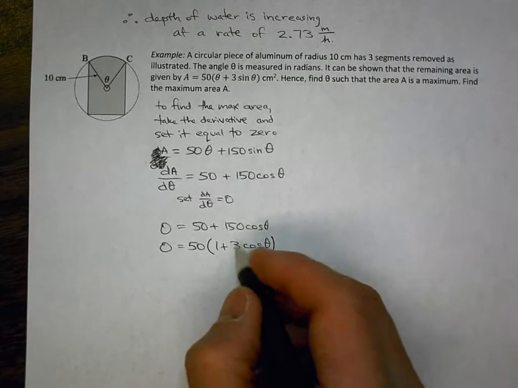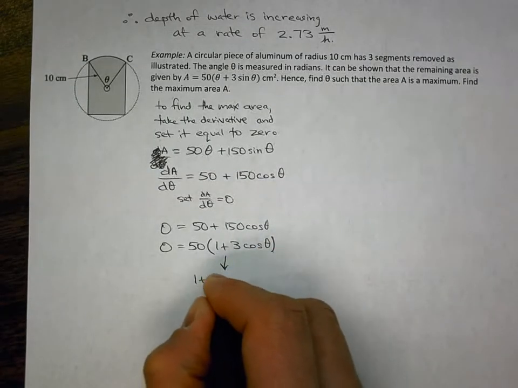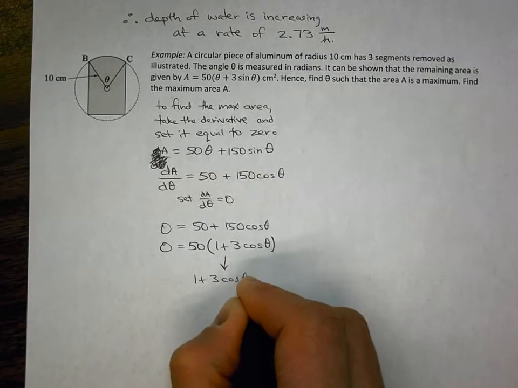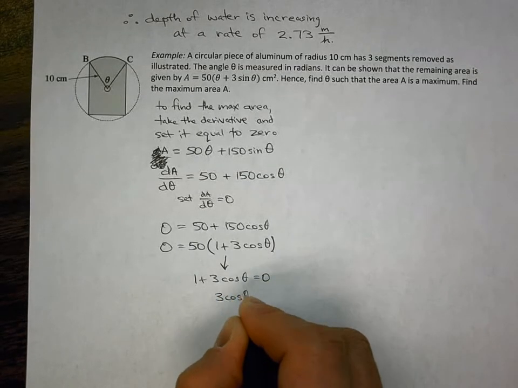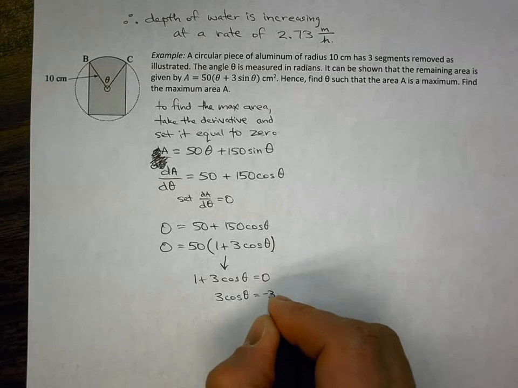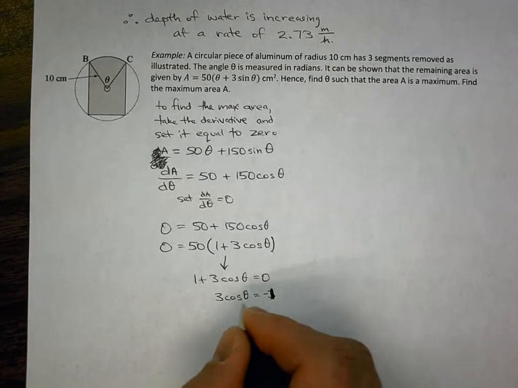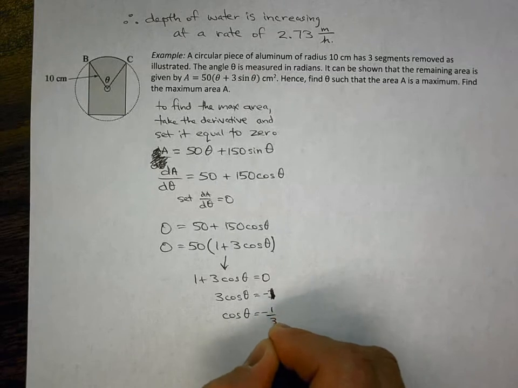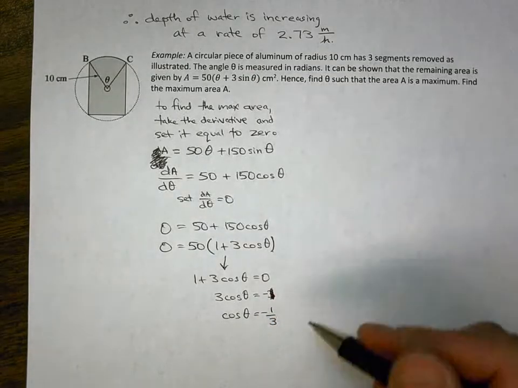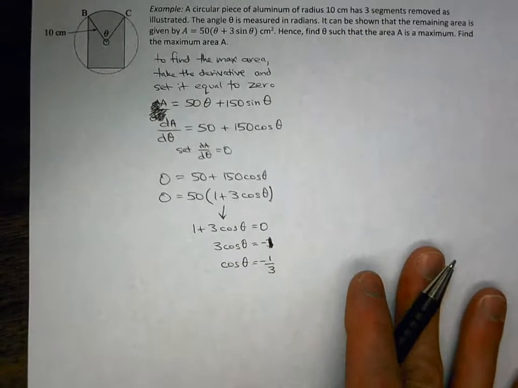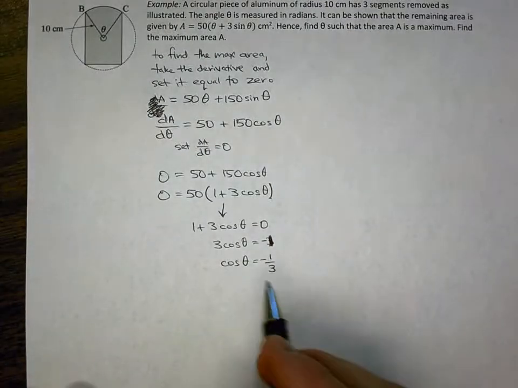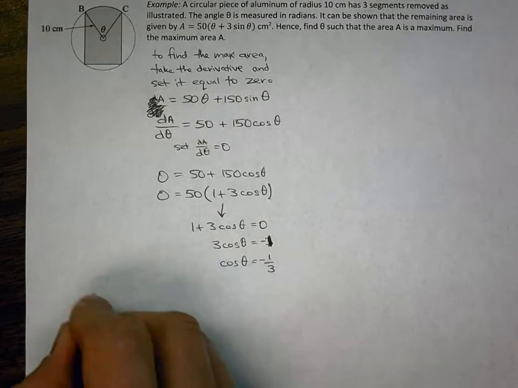So for this to be true, 1 plus 3 cos theta is equal to 0. I have 3 cos theta is equal to negative 1, sorry. And I end up with cos theta is equal to negative 1 over 3. Oh boy, this looks familiar. I remember doing this when I had my special triangles.